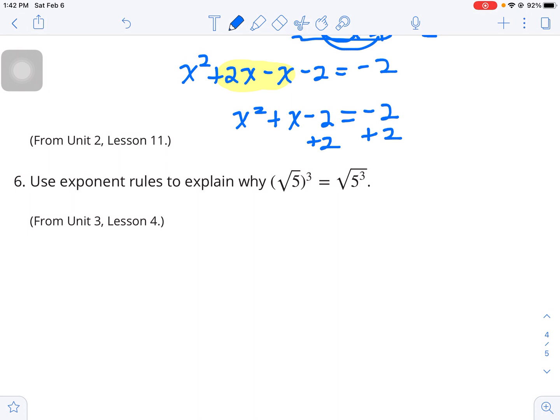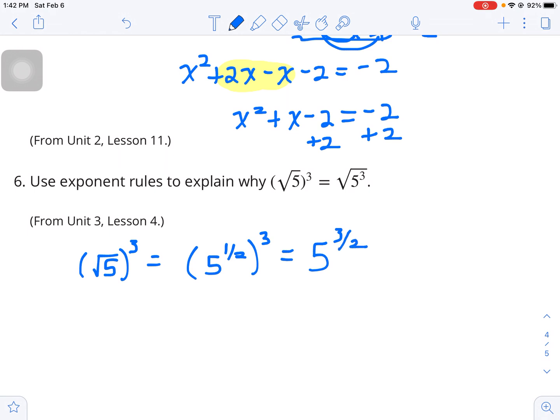So what we'll do here is rewrite them both using rational exponents. So I can say that the square root of 5, cubed, is equal to 5 to the 1/2 cubed, which is equal to 5 to the 3/2.